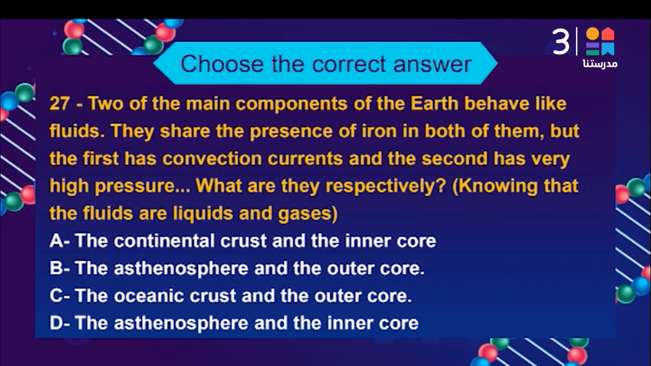Two of the main components of the Earth behave like fluid. They share the presence of iron in both of them. But the first has convection current, which means that it moves. And the second has very high pressure.